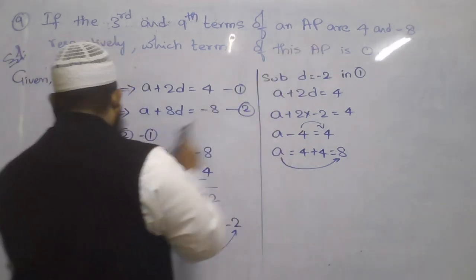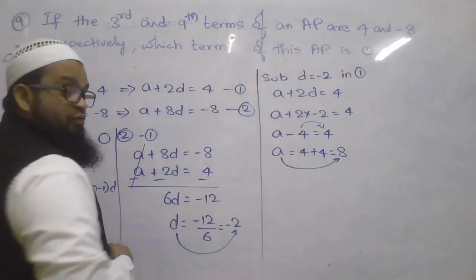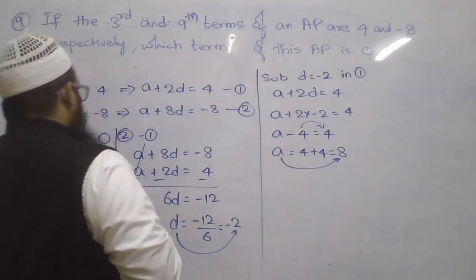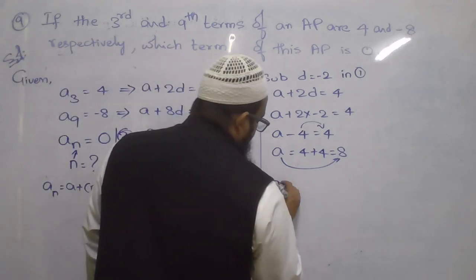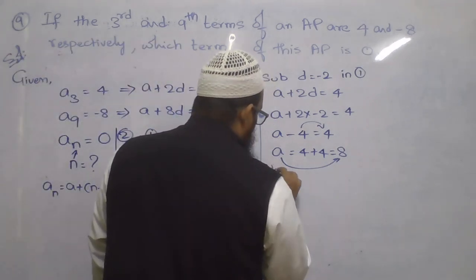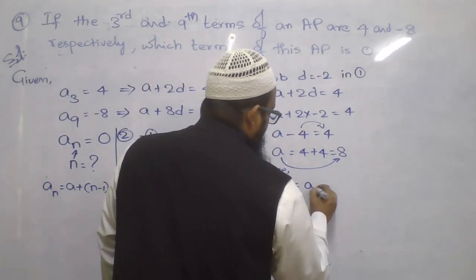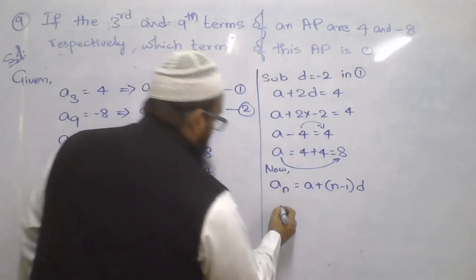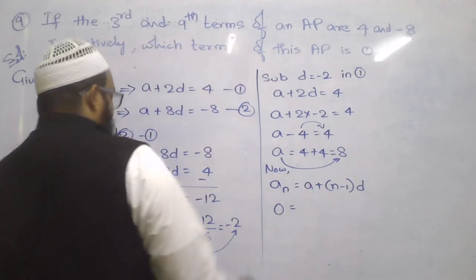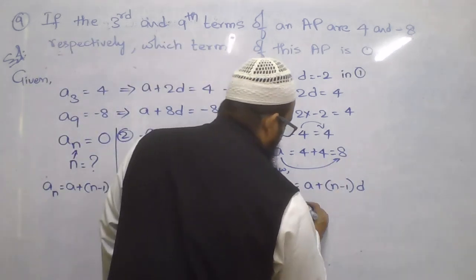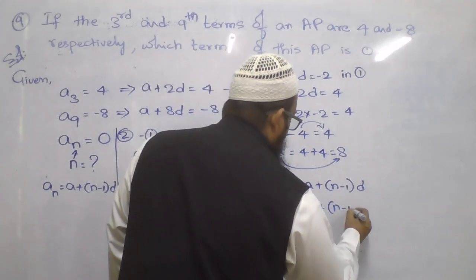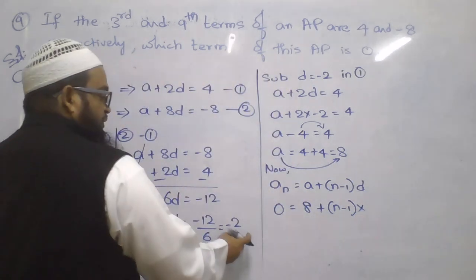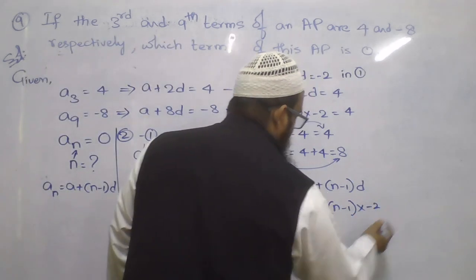So which term? You have to find out and write. So let us substitute in the concept. Nth term: An is equal to A plus n minus 1 into D. What is An? 0. What is A? A is equal to 8, plus n minus 1 into what is D? It is minus 2, times minus 2.